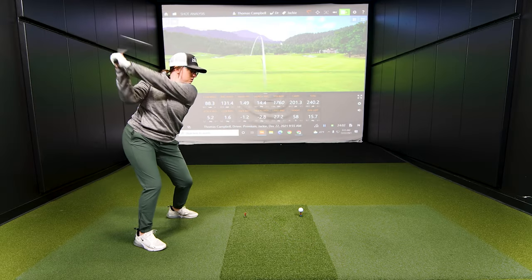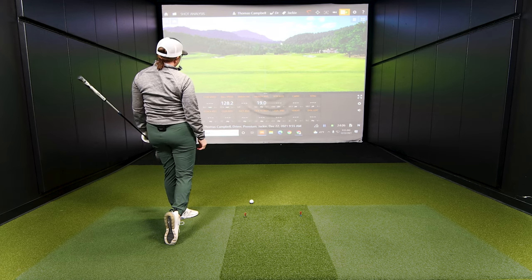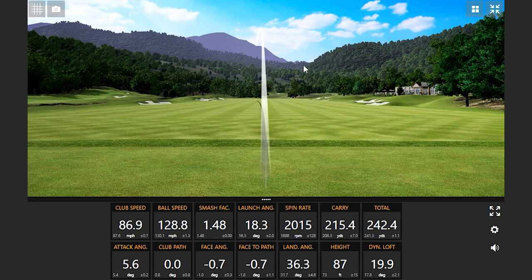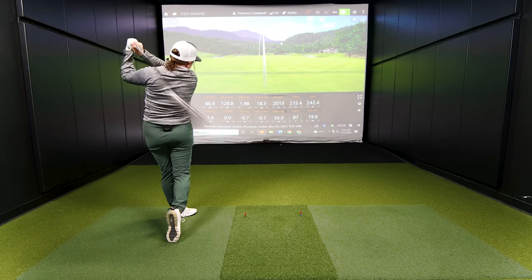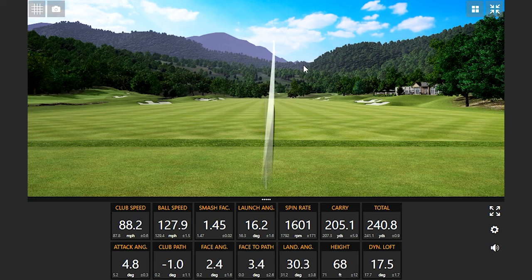Face angle was just slightly closed. That was a higher launch angle. Yeah, I was trying to. Like that. There we go. That's what I want right there. Great club path, 0.0. Okay. You might want to delete that. I mean, that's not that bad. That was a pretty good miss. Gear effect helped you out on that a little bit.